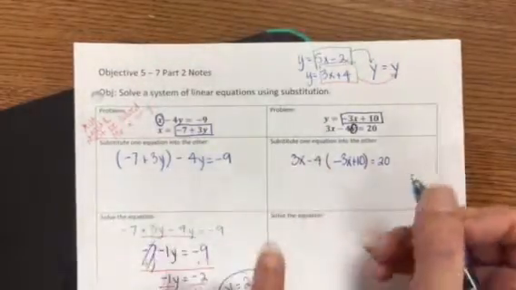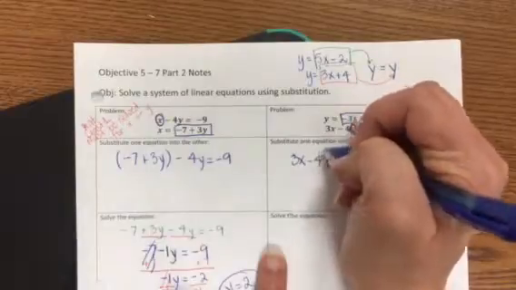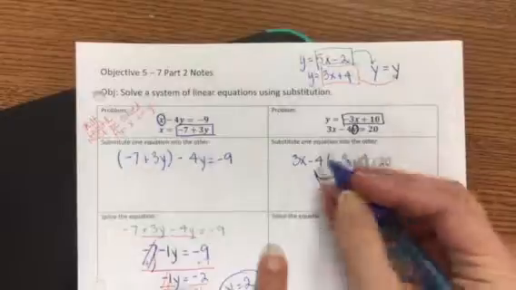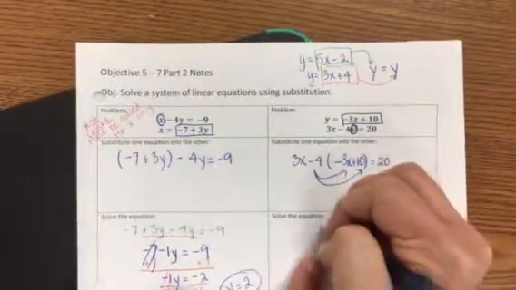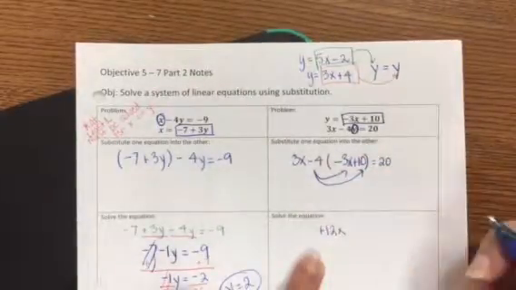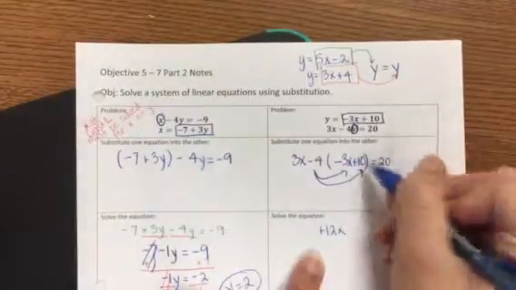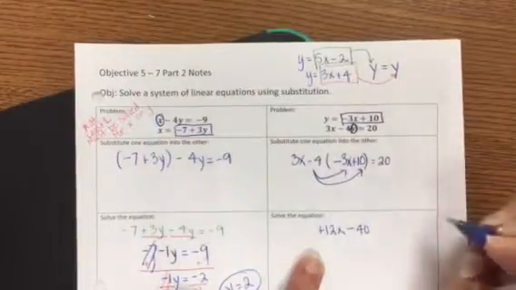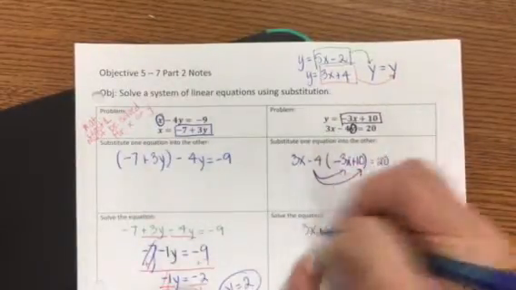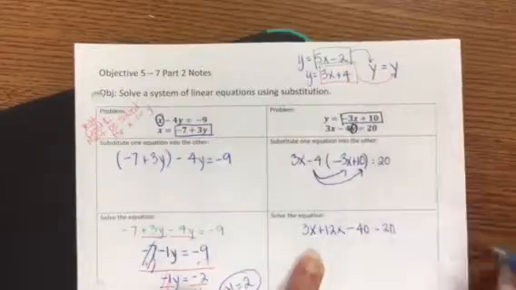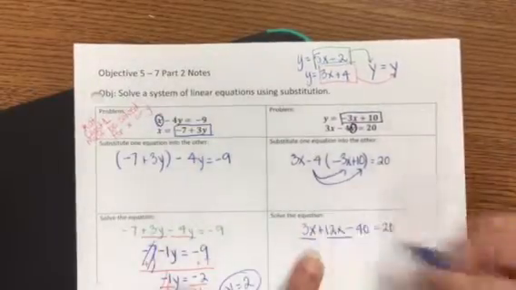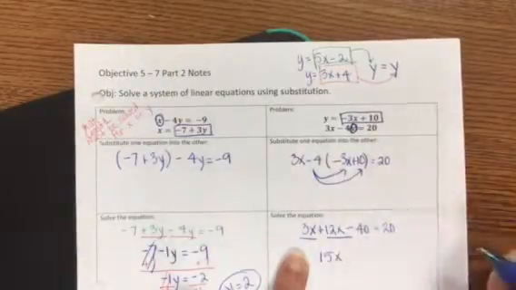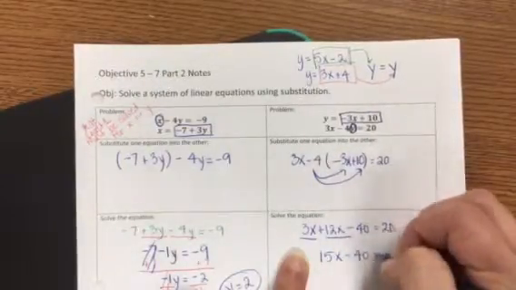All right, if your problem has parentheses, use distribution to get them out of here. So we're going to distribute this negative 4 to each item inside. Negative times a negative should be a positive 12x. Negative times a positive is a negative. 4 times 10 is 40. Bring everything else down. Okay. Combine your like terms. We have 3x plus 12x makes 15x minus 40 equals 20.